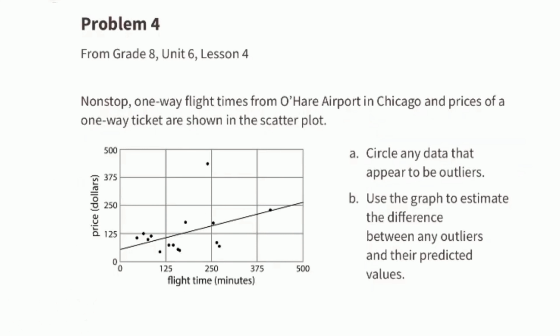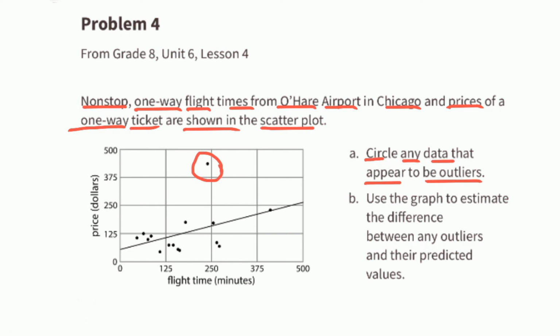Problem number 4 from 8th grade Unit 6, Lesson 4. Non-stop, one-way flight times from O'Hare Airport in Chicago and prices of a one-way ticket are shown in the scatter plot. A. Circle any data that appear to be outliers. I'll circle this one obvious outlier.